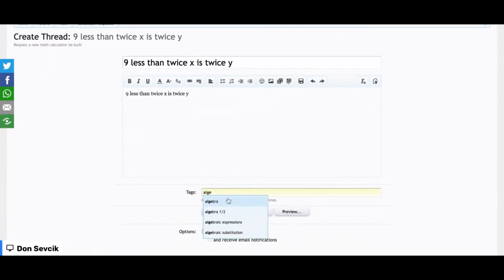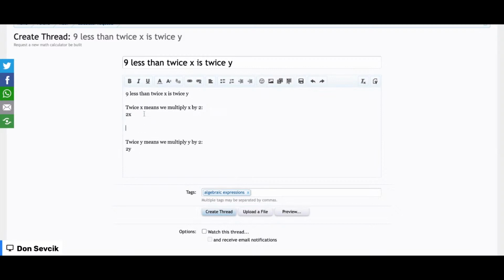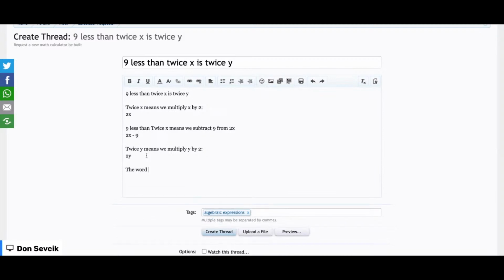Kick it off with this problem. 9 less than twice x is twice y. So twice x means we multiply x by 2. We can do the same thing with y, multiply by 2. 9 less than twice x means we subtract 9 from 2x: 2x minus 9. The word is means equal to, so we set 2x minus 9 equal to 2y. We will replace this with the equal sign, and this is our final algebraic expression.